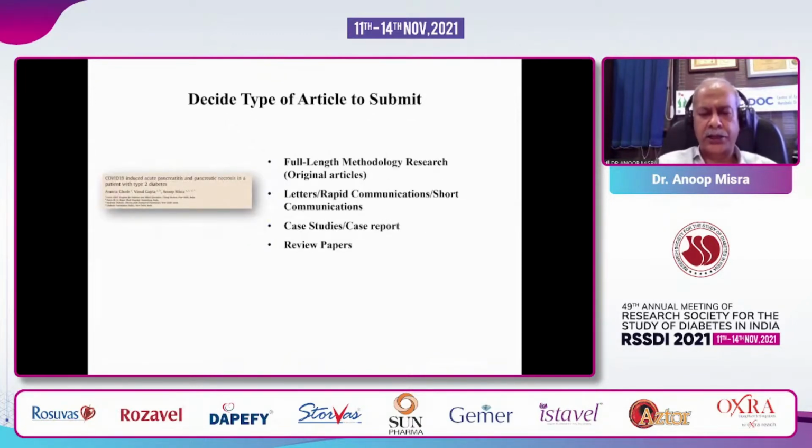So you should be very clear as to what type of article you want to submit, and that depends on your data. Full-length methodology research, which is the original article, has the highest value actually. Then there are other ways to write: letters and rapid communication, short communication, and case reports, which have the least value. And nowadays, there is a trend towards review papers and meta-analysis and super meta-analysis.